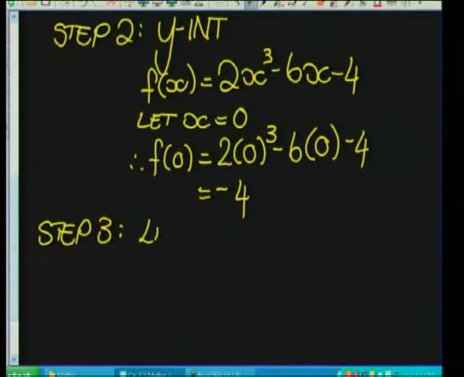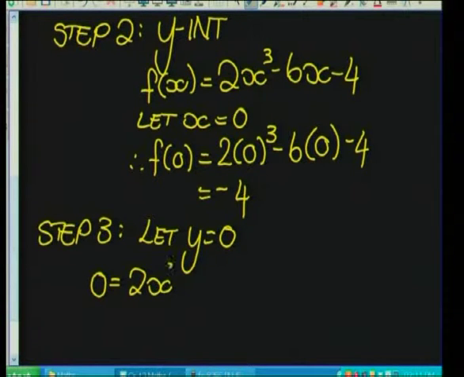So to work out our x-intercept, we are letting y equal 0. Now that gives us a sum that looks like this: 0 is equal to 2x cubed minus 6x minus 4.